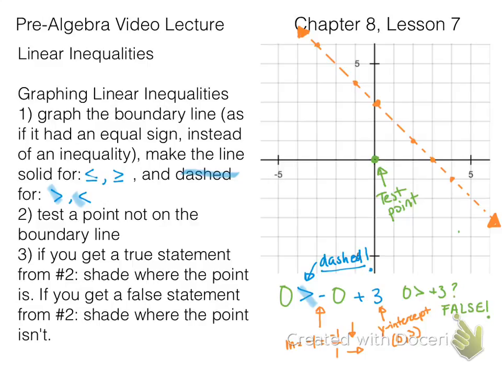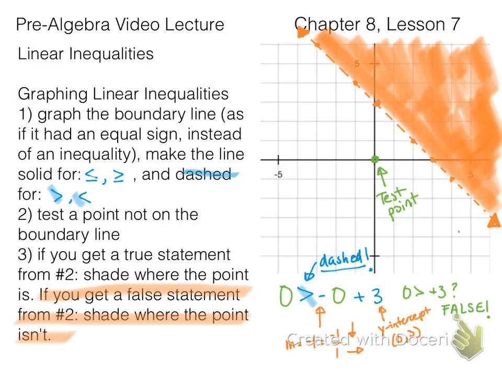So the thing is that if we have a false statement with our test point, we actually have to shade the side of the line where the test point isn't. And that's if you get a false statement. If we got a true statement, then we would shade where the test point was, because the true statement side is where all of my answers are going to be. But for this particular situation, because my test point was false, I'm going to shade where my test point isn't, which is over there, okay? And then you can just go ahead and erase your test point.